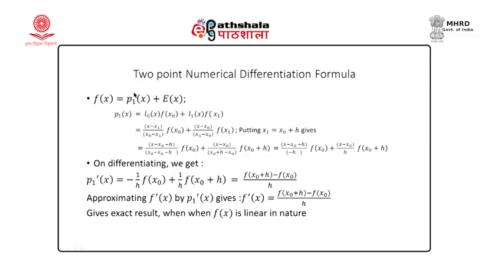First, let us focus on the polynomial. So, it is a polynomial of degree 1. There are two terms: L0(x) into f(x0) plus L1(x) into f(x1). Now, how to get L0(x)?